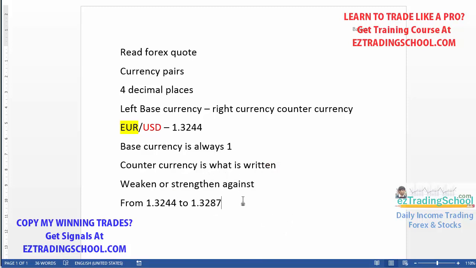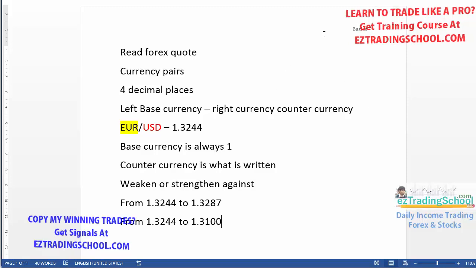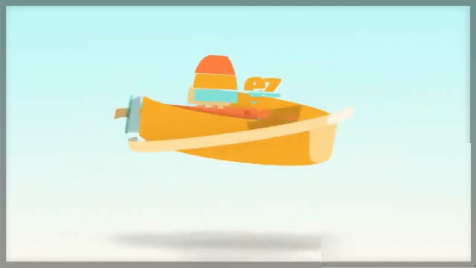And the opposite is true. If the rate goes from 1.3244 to 1.3100, for example, that means the euro has weakened against the US dollar.